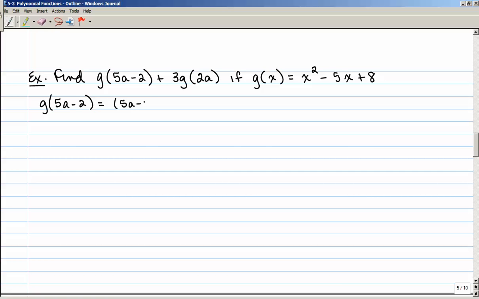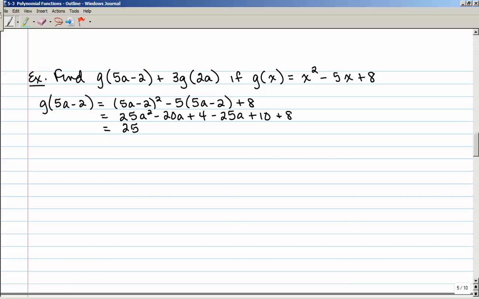So that's 5a minus 2 squared minus 5 times 5a minus 2 plus 8. Simplifying that, I'll get 25a squared. And then remember, this has to actually be FOILed. And I'll skip showing the work there. Okay, so that's what that FOILs out into. And then distribute the negative 5 minus 25a plus 10 plus 8. And all of that will simplify into 25a squared minus 45a plus 22.